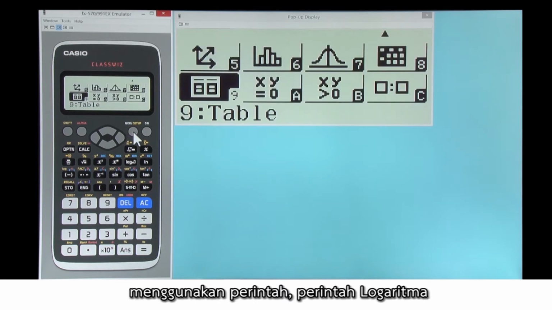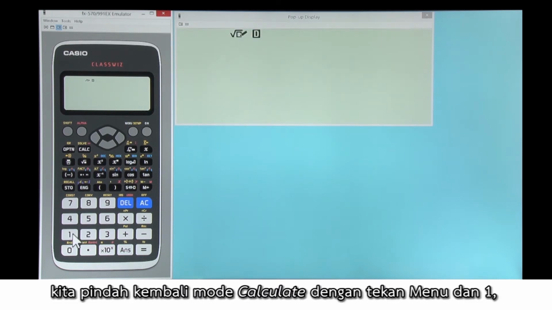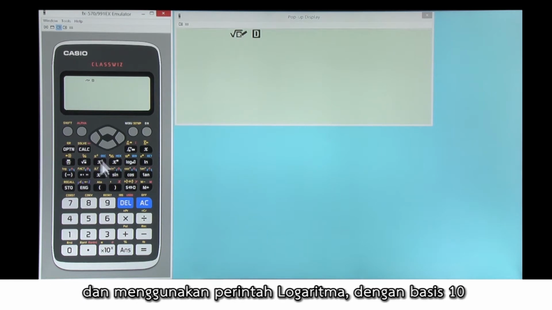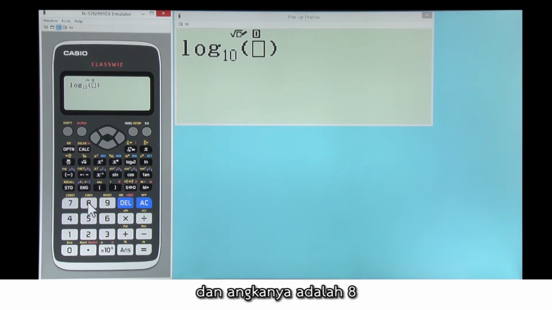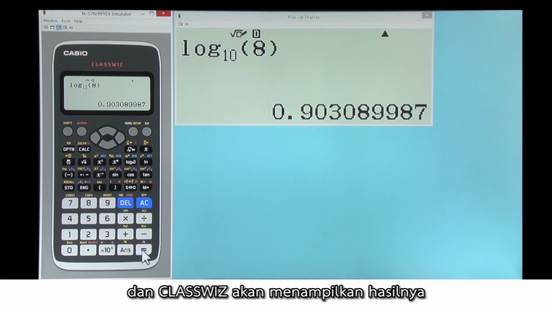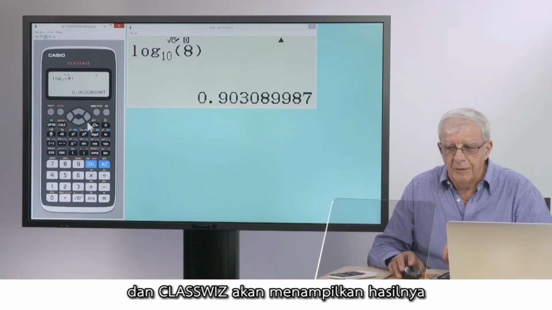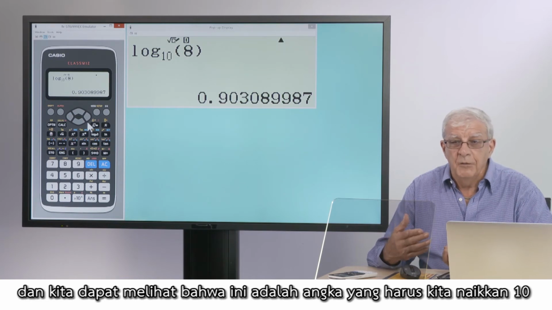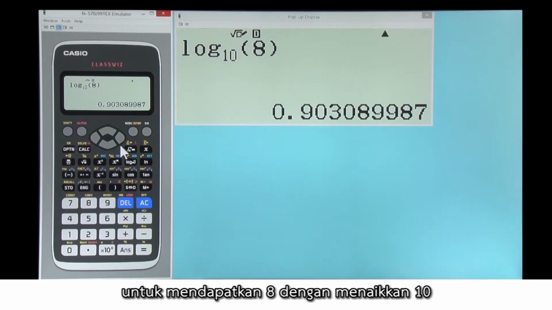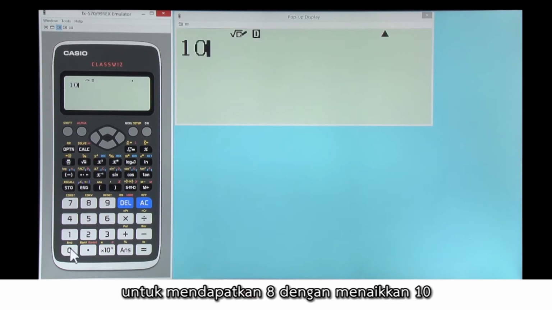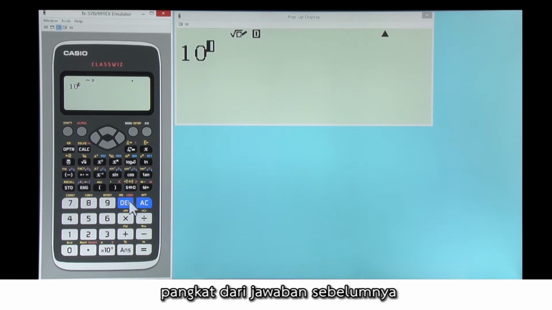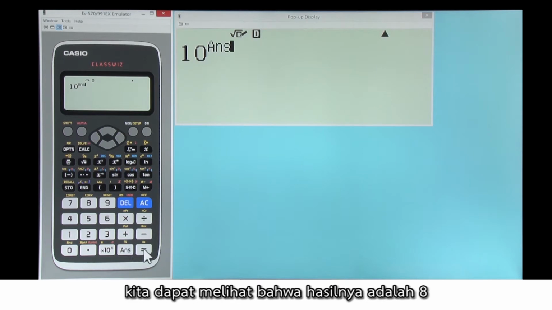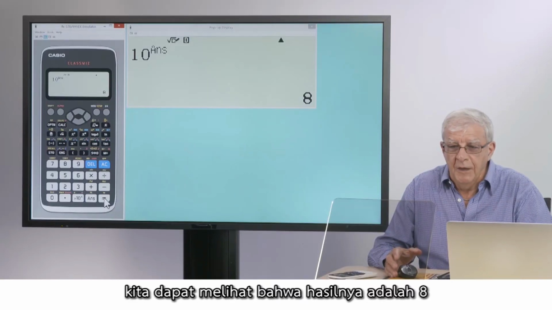Of course, there's a more efficient way of finding the logarithm to the base 10 of a number using a logarithm command. We'll move back to Calculate mode with Menu and 1 and use the logarithm command. The base is 10 and the number is 8. And the ClassWiz gives the result immediately. And we can see that this is the number to which we have to raise 10 to get 8, by raising 10 to the power of the previous answer. And we can see that the result is 8.